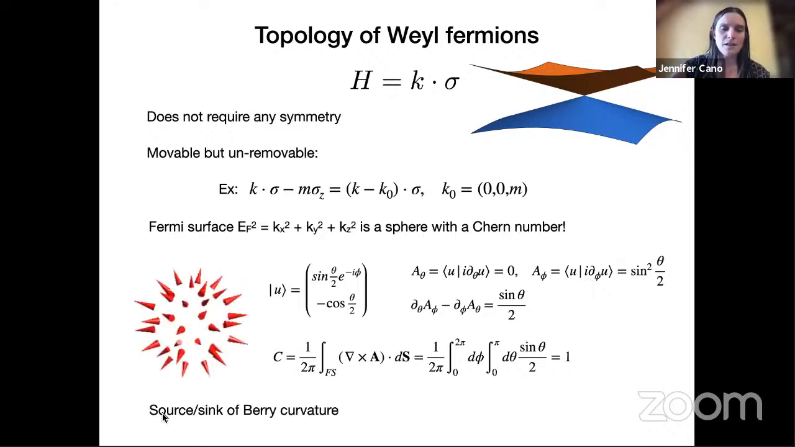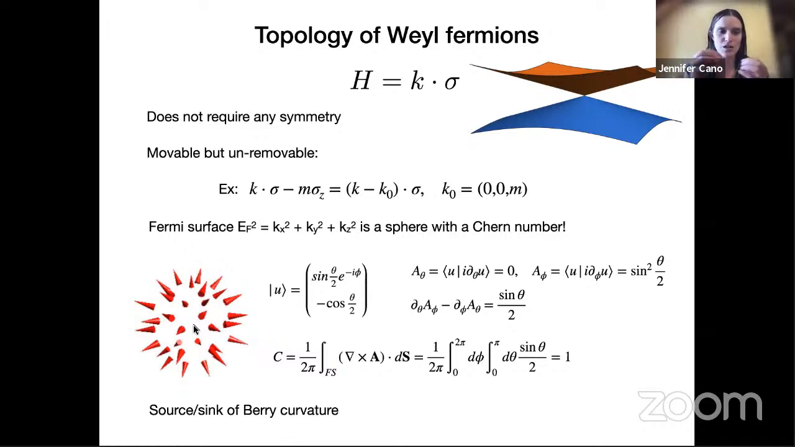And so we say that a Weyl fermion is a source or a sink of Berry curvature. What this means is that in this spherically symmetric case, the Berry curvature is always pointing outwards all over this sphere. So that's why it means it's a source, because the Berry curvature is always pointing outwards and it's originating from somewhere in the middle.